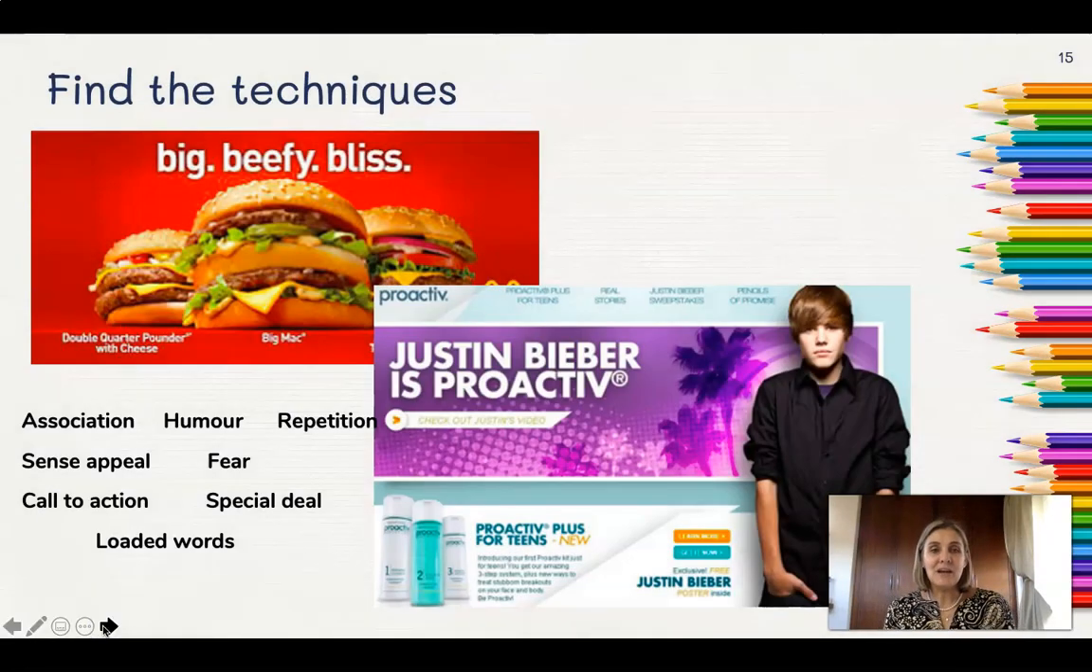Right, and then in this one, find the techniques. There's the McDonald's advert and one with Justin Bieber. So also pause the video, and then as soon as you unpause it, I'll be back to explain.